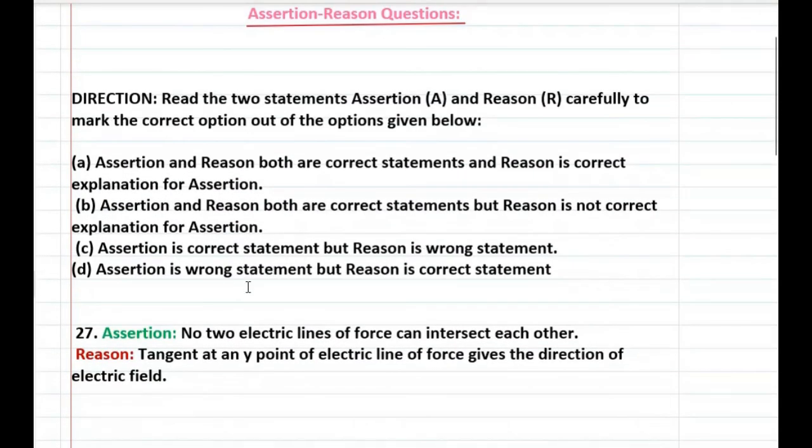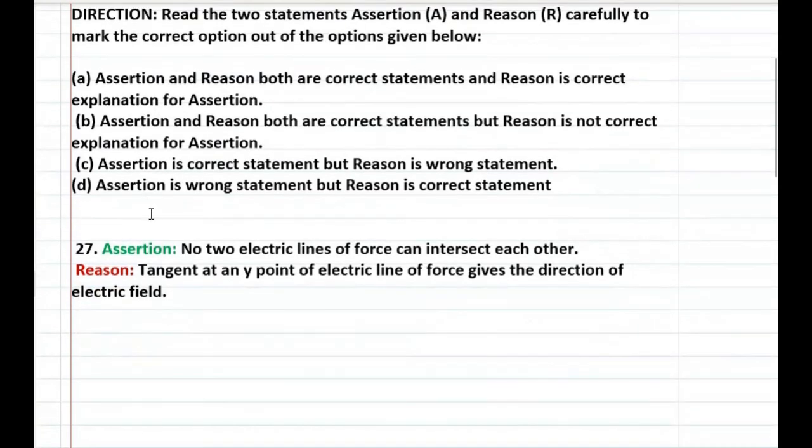So we know the assertion type, right? We choose option A when the assertion and reason both are correct and the reason is the correct explanation. Option B when the assertion and reason are both correct statements, but the reason is not the correct explanation for the assertion. We choose C when the reason is wrong, and we choose D when the assertion statement is wrong.